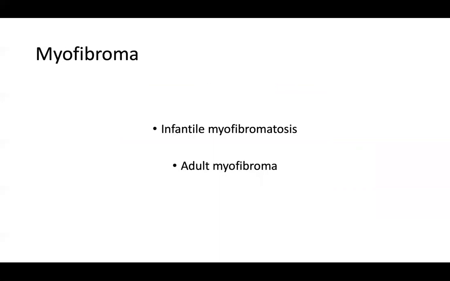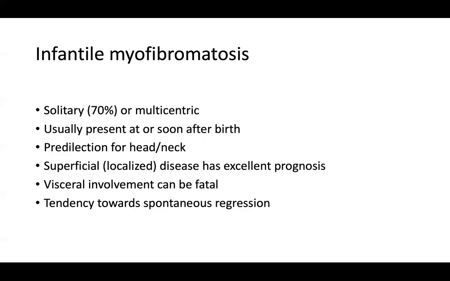All right, so we've made it through the dermatofibromas. We're going to move on to myofibromas and include things like infantile myofibromatosis as well as adult myofibroma. So what is infantile myofibromatosis? It's a solitary lesion in 70%, but can often be multicentric, usually presents at or soon after birth with a predilection for the head and neck.